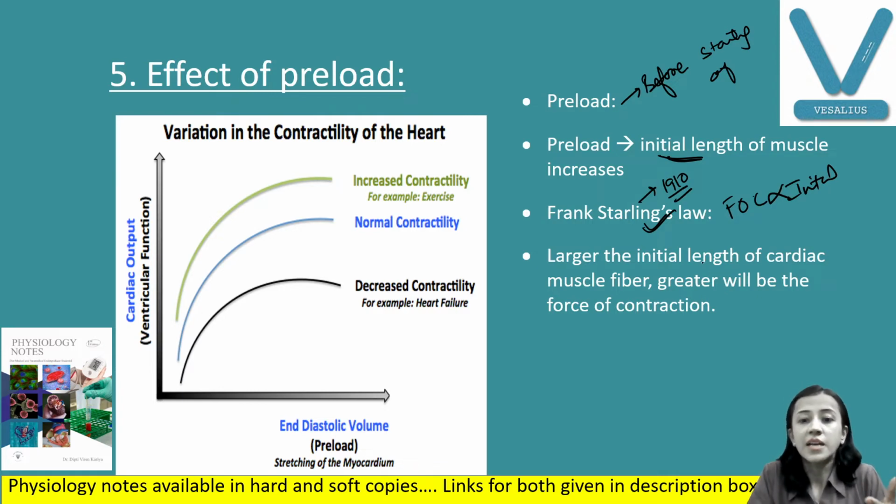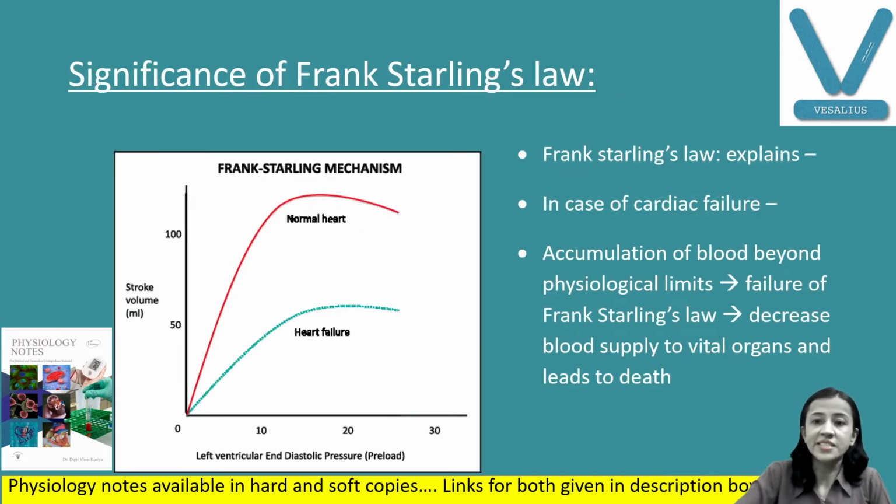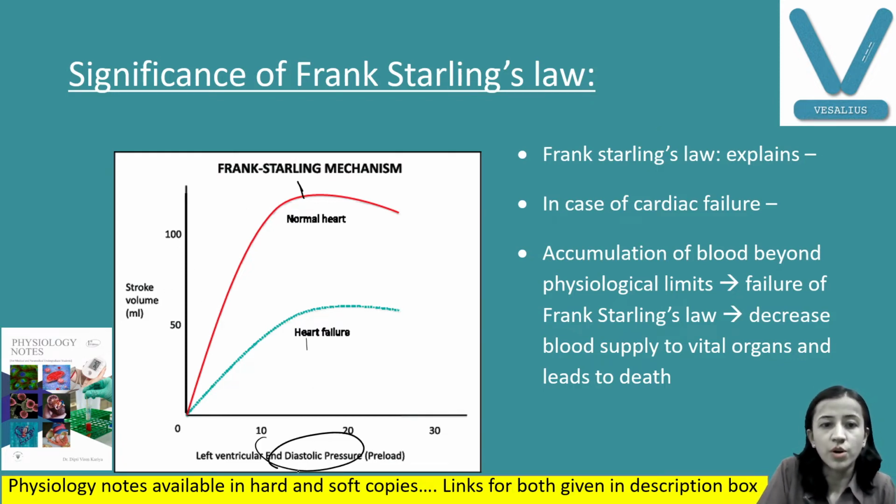Another important thing, within physiological limits is very important, because if it is more than physiological limits, what happens? The larger initial length results in decreased cross bridge formation, and that will not increase the force of contraction. So within physiological limit is a very important thing here. So Frank Starling's law explained that when a large amount of venous return comes to the heart, then cardiac output increases. You can see here stroke volume increases when end diastolic volume or pressure increases, that is preload.